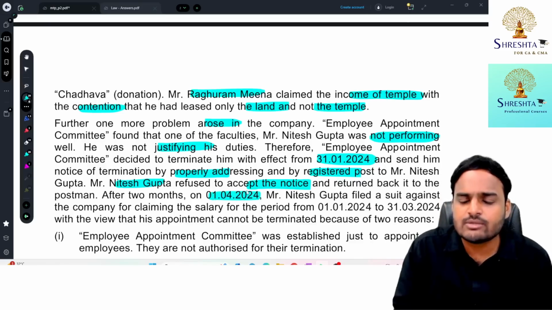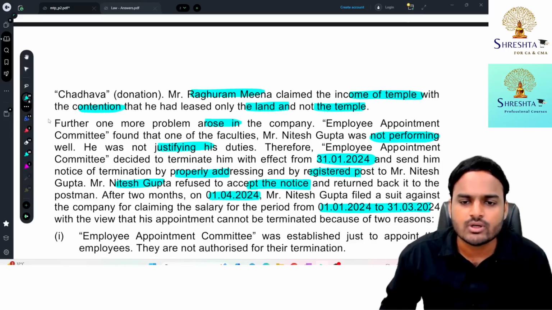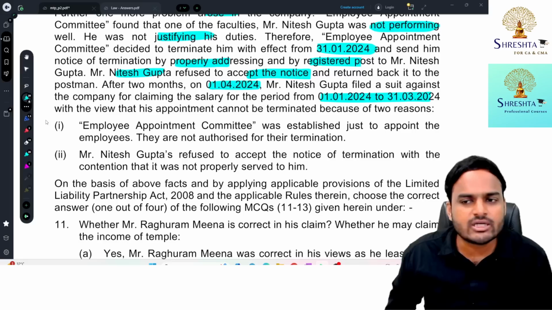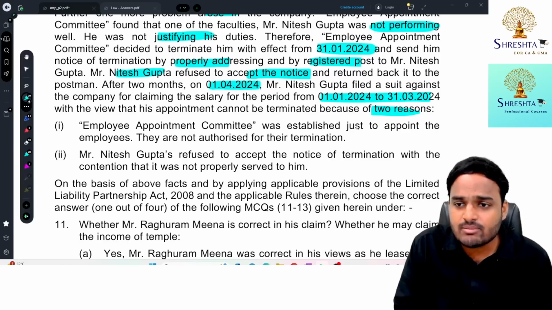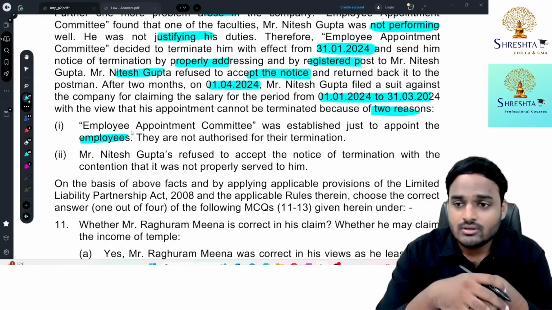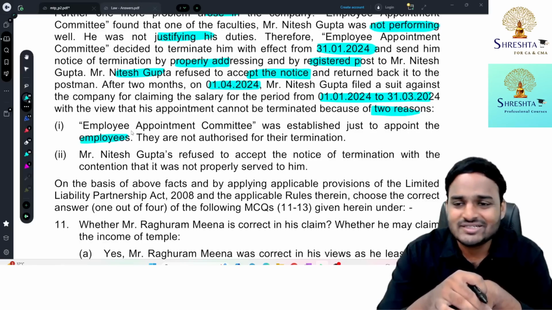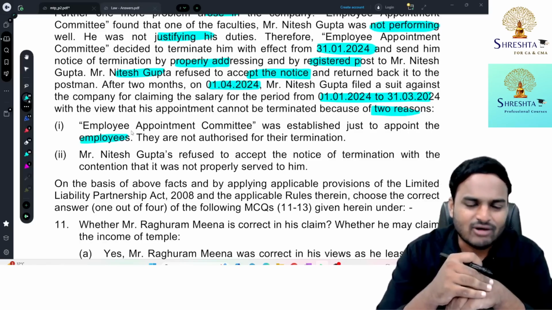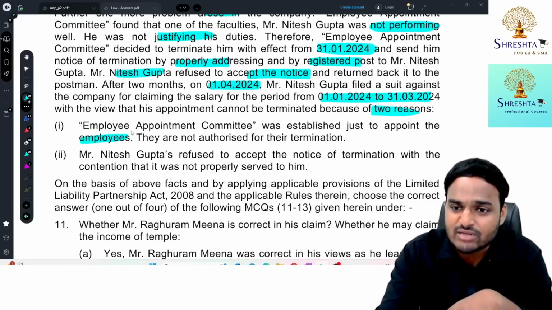After 2 months, on 1st April 2024, Mr. Nitesh Gupta filed a suit against the company claiming salary for the period from 1st January to 31st March 2024, with a view that his appointment can't be terminated for 2 reasons. One, the employee appointment committee was established just to appoint employees. The committee has power only to appoint employees, not to terminate. But under the General Clauses Act, power to appoint includes power to suspend, dismiss, and terminate.